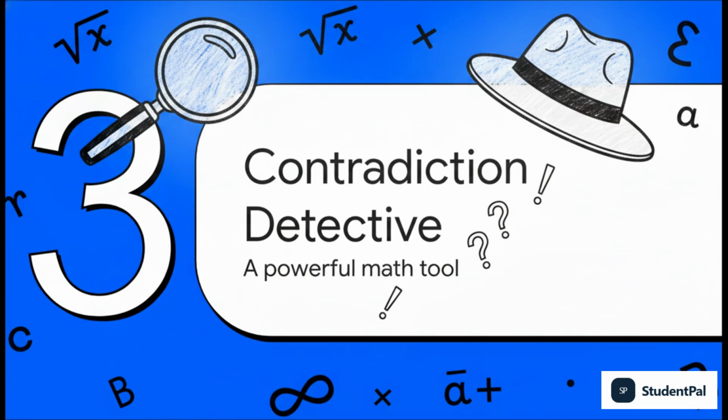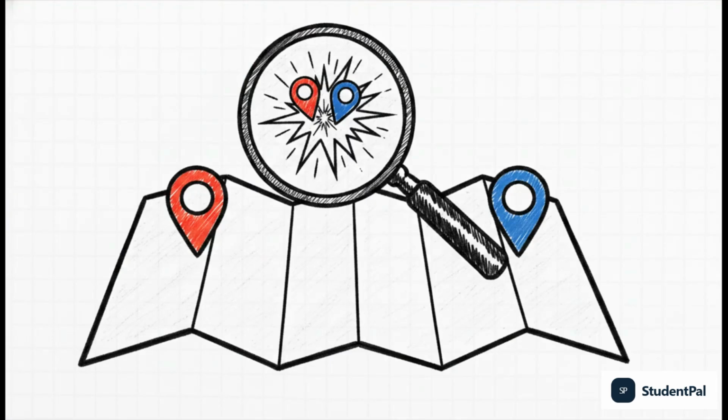Section 3. The contradiction detective. Now that we've got our prime number Lego bricks figured out, it's time to put on our detective hats and learn a seriously powerful technique. It's called proof by contradiction. Here's how it works. We assume the opposite of what we want to prove is true. We follow the logical evidence, and then we expose the ultimate contradiction.